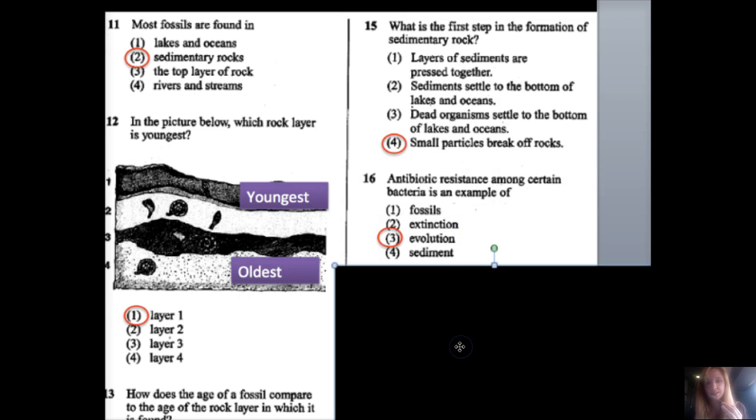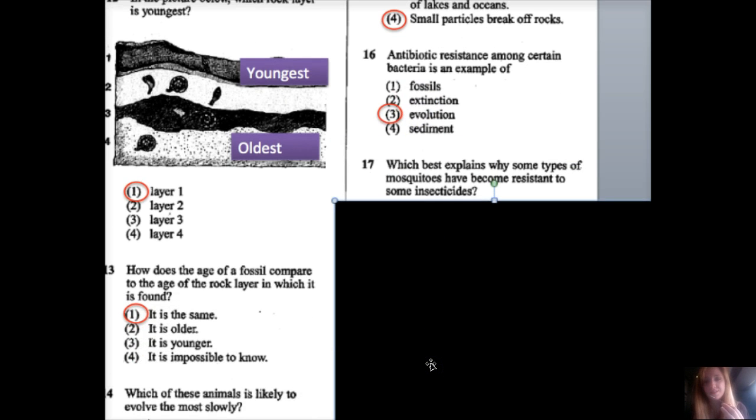Alright, 16. Antibiotic resistance among certain bacteria is an example of evolution. And it's a really good example of it because we can see it happen in real time. We don't need to wait several decades to see it happen, or millions of years like our evolution took.